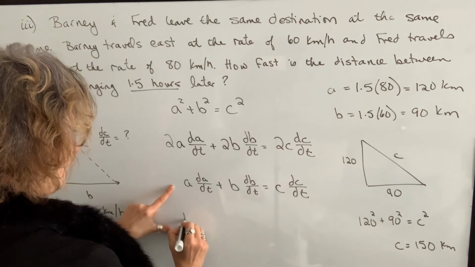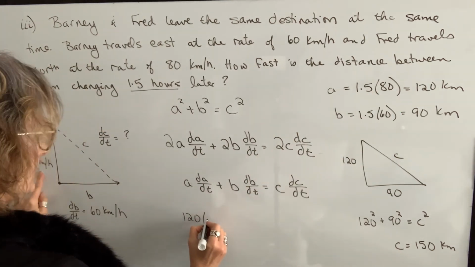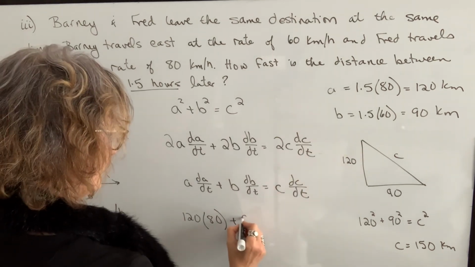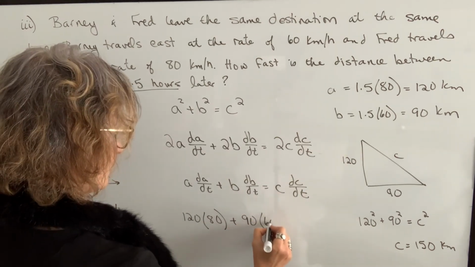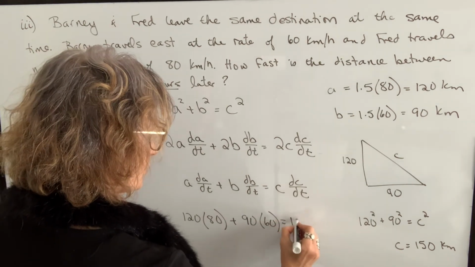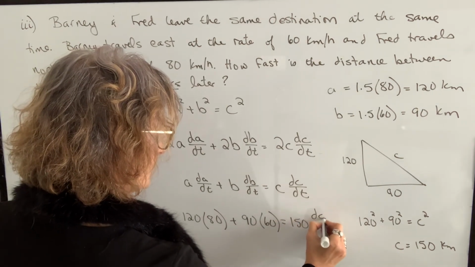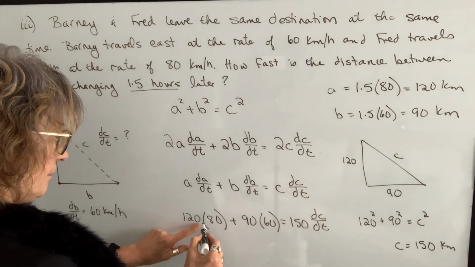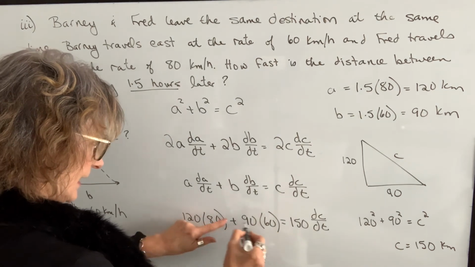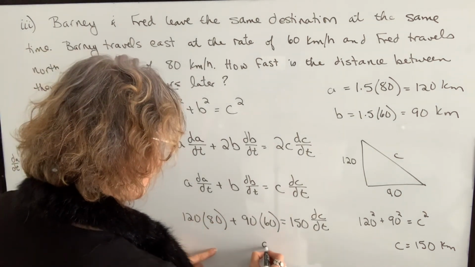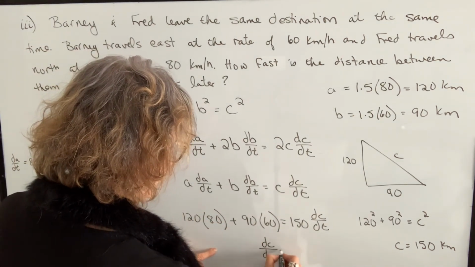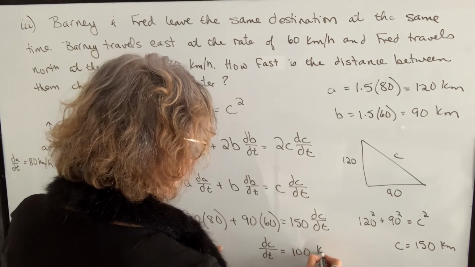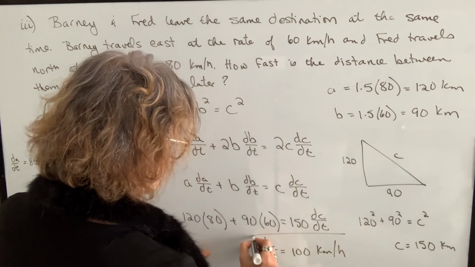A is 120 times dA/dt, which is 80, and they're all positive values. B is 90 times dB/dt, which is 60, equals C, which is 150, times dC/dt. That's what I need to find. So when I multiply these, add them, divide by 150, you can try it on your calculator, you will get a value of 100 kilometers per hour.